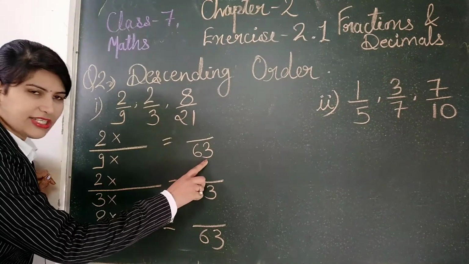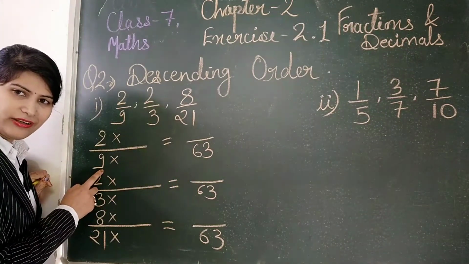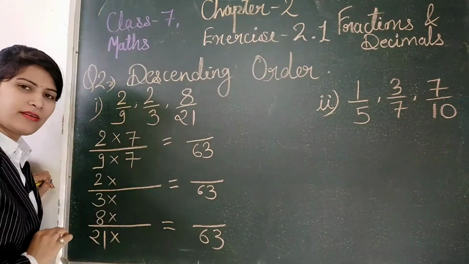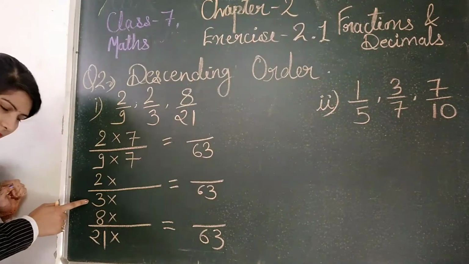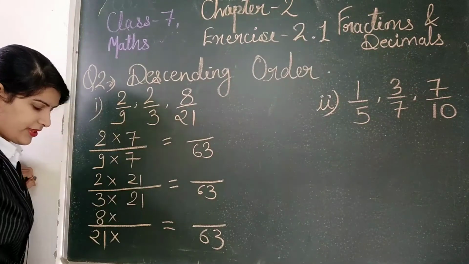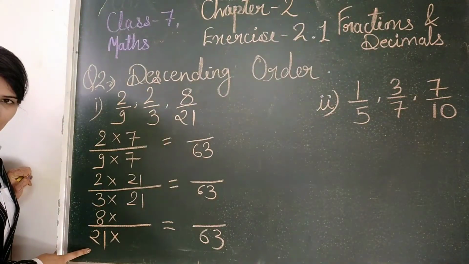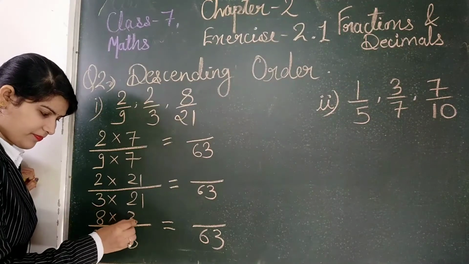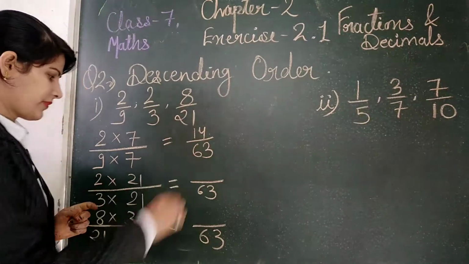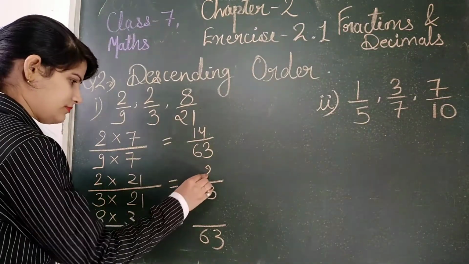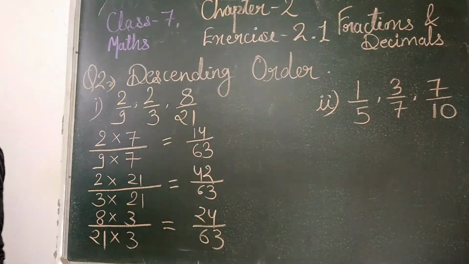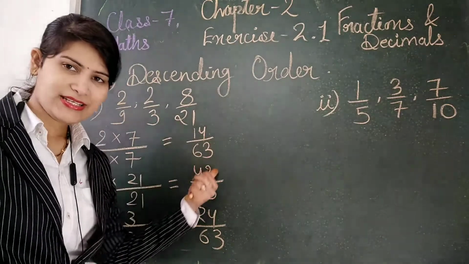Now 63 divided by the first denominator, what will you get? 7, right? So 7, 7. Again, 63 divided by 3, you will get 21. Again, 63 divided by 21, you will get 3. Right. Now simple multiplication. 2 7s are 14. 2 21s are 42. 8 3s are 24.